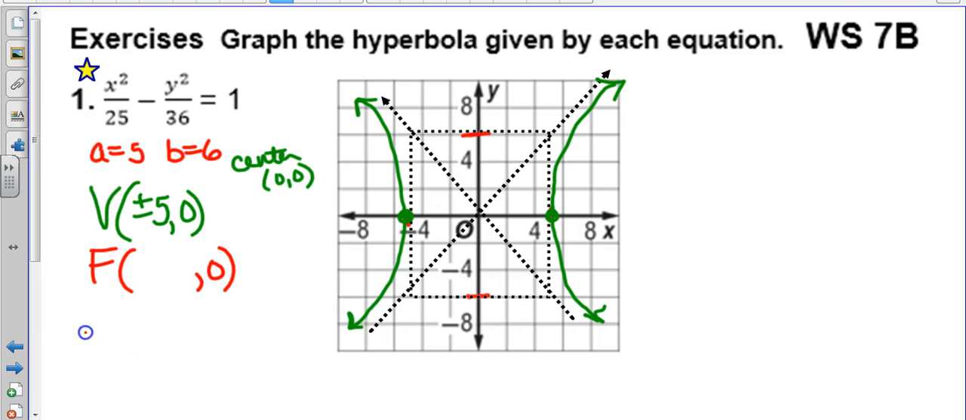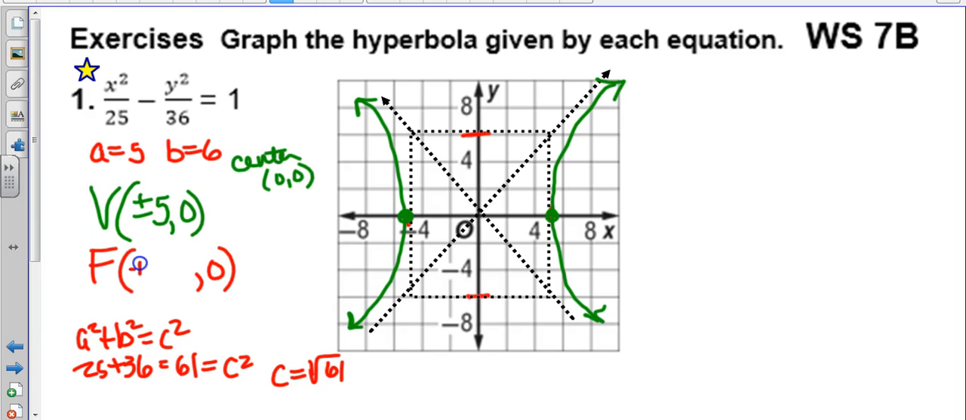Okay, so we take a squared plus b squared equals c squared. 25 plus 36 is 61. So c is the square root of 61. And that's almost 8, isn't it, guys? Yeah. Square root of 61 would be almost 8, so it's out here.